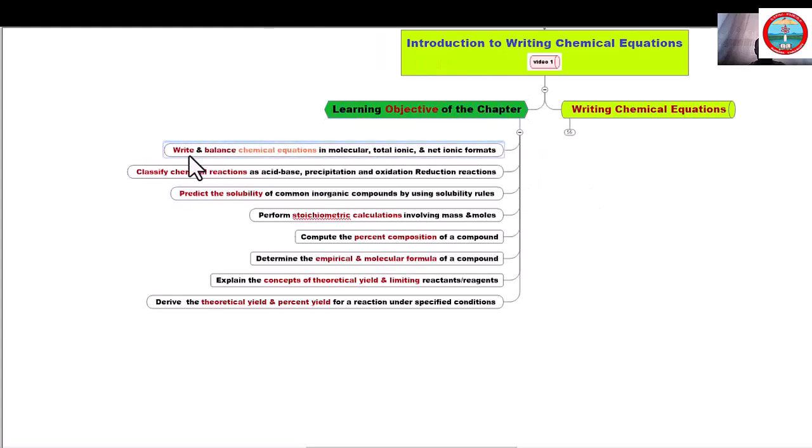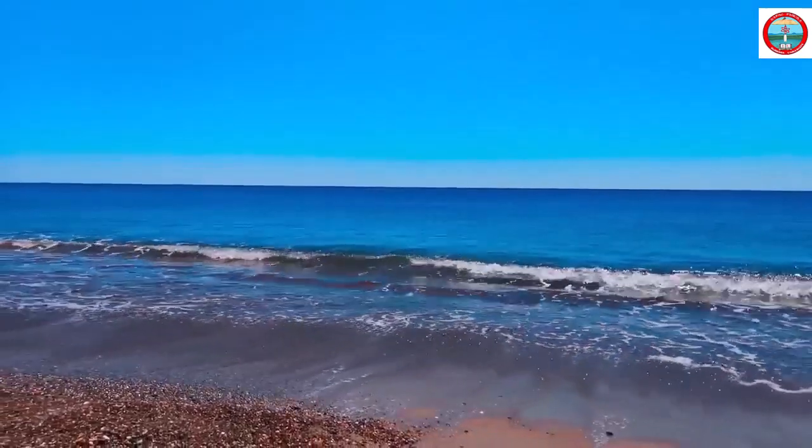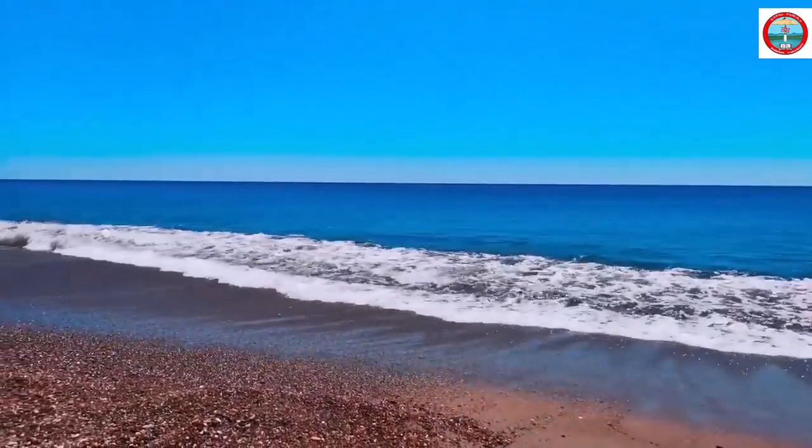The first learning objective is to write and balance chemical equations in molecular, total ionic and net ionic formats, and classify chemical reactions as acid-base, precipitation and oxidation-reduction reactions. Then, predict the solubility of common inorganic compounds by using solubility rules, perform stoichiometric calculations involving mass and mole, compute the percentage composition of a compound, and determine the empirical and molecular formula of a compound. Explain the concepts of theoretical yield and limiting reactants or reagents, and finally derive the theoretical yield and percentage yield for a reaction under specified conditions. These are all 8 learning objectives that you are expected to achieve after completing this chapter.